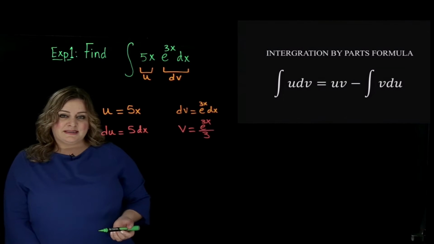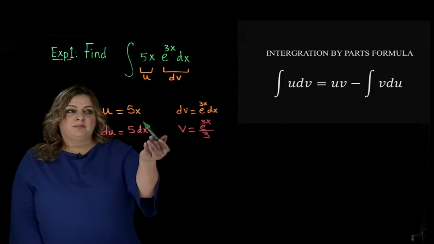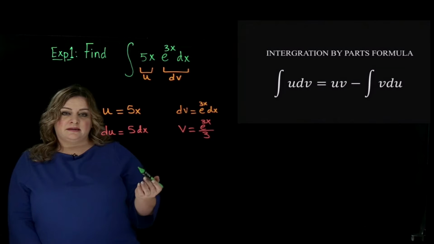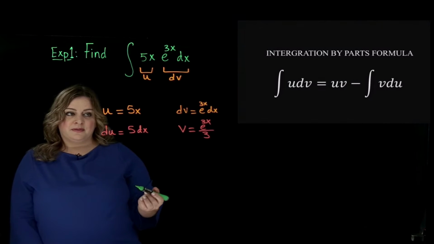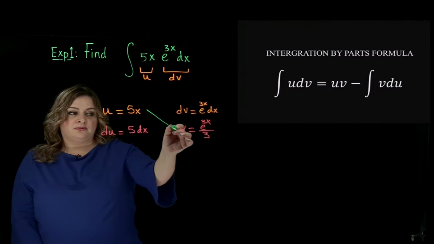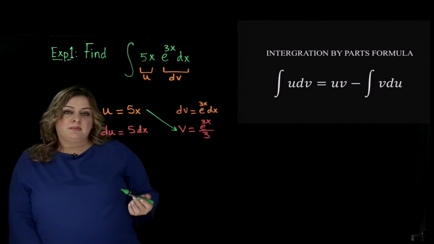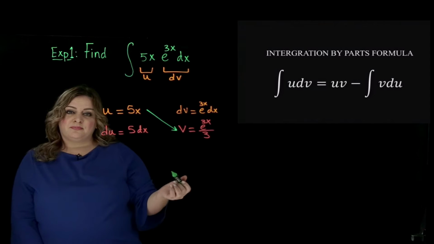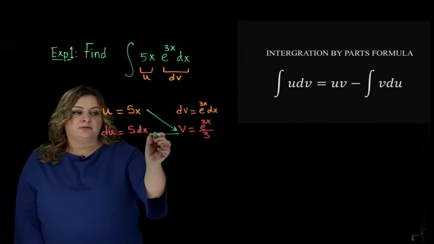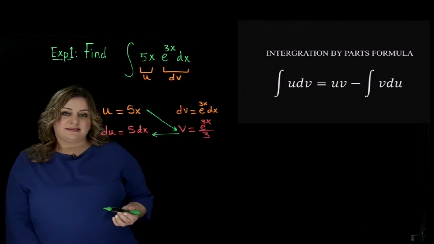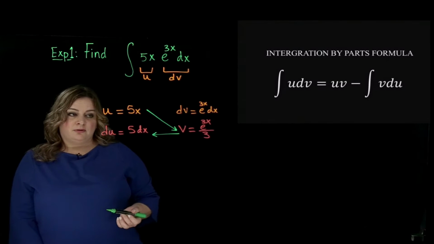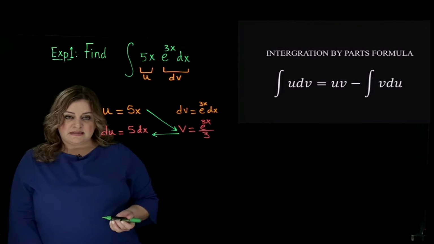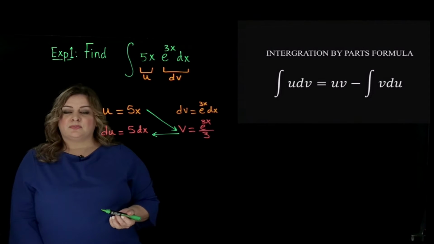Now, when I was learning this topic, I remember drawing arrows to help me memorize the integration by parts formula. I would draw an arrow from u to v to help me memorize the first term in the formula, which is u times v, and an arrow from v to du to help me memorize the second term in the formula that involves v du. This is not a necessary step, but I just wanted to share with you.